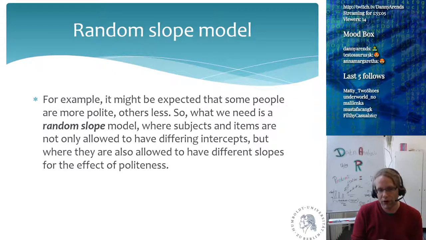However, in a random slope model, it might be expected that some people are more polite or less, right? So that politeness has a bigger effect on the frequency. For example, you can imagine that if you are someone who has a very high voice, you might drop more than 19 points when you are in a polite setting, while someone who has a very low voice might drop only like 7 hertz, because their voice is already low. So what we then need is a random slope model, where subjects and items are not only allowed to have different intercepts, but are also allowed to have different slopes, so different beta coefficients for the different politeness levels.